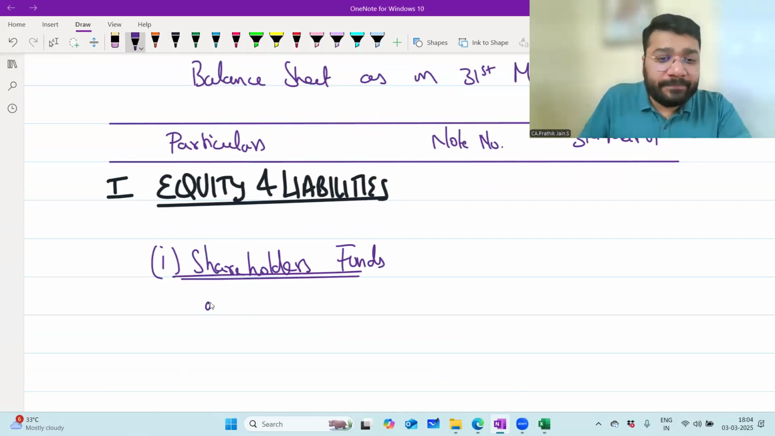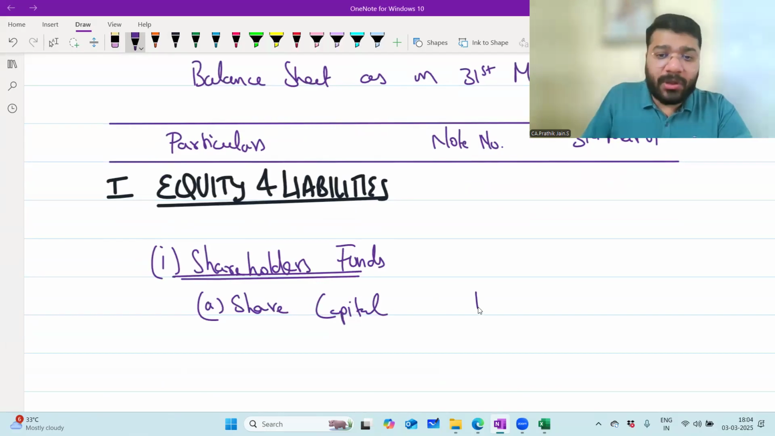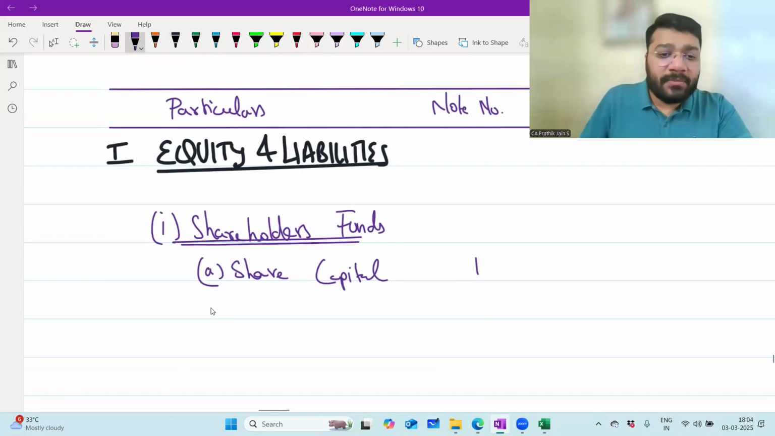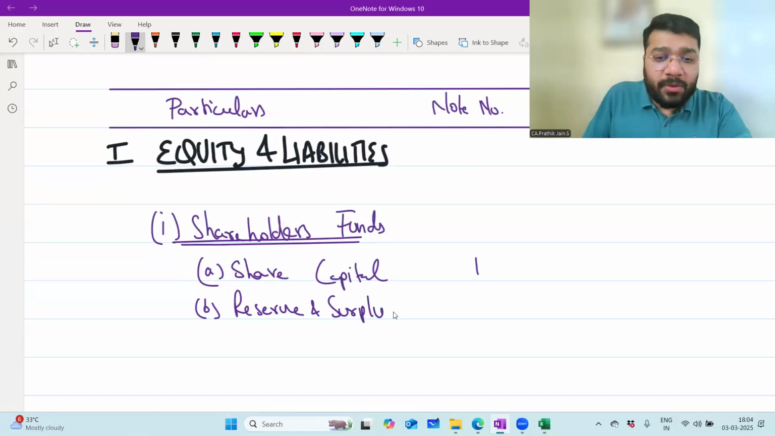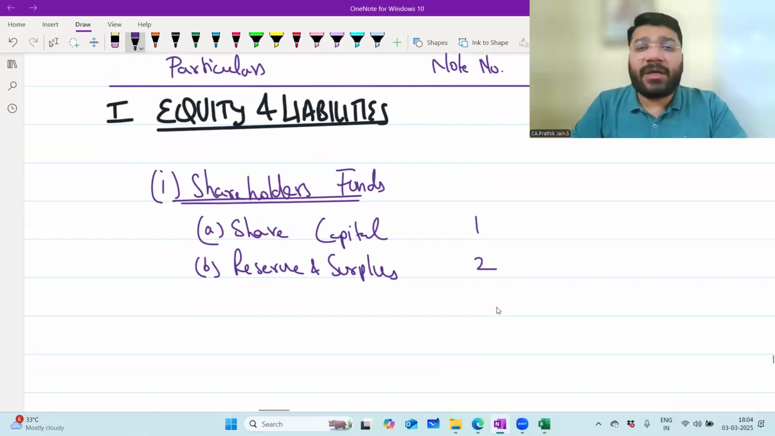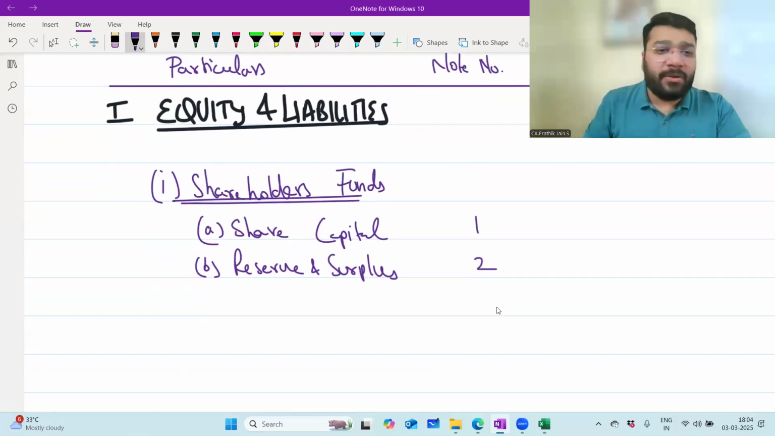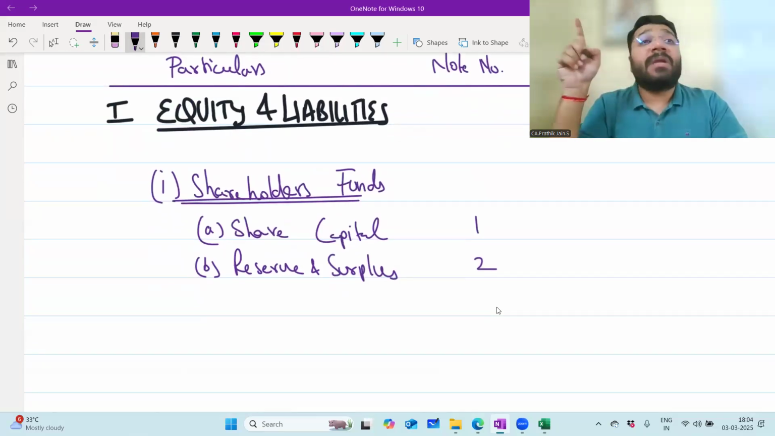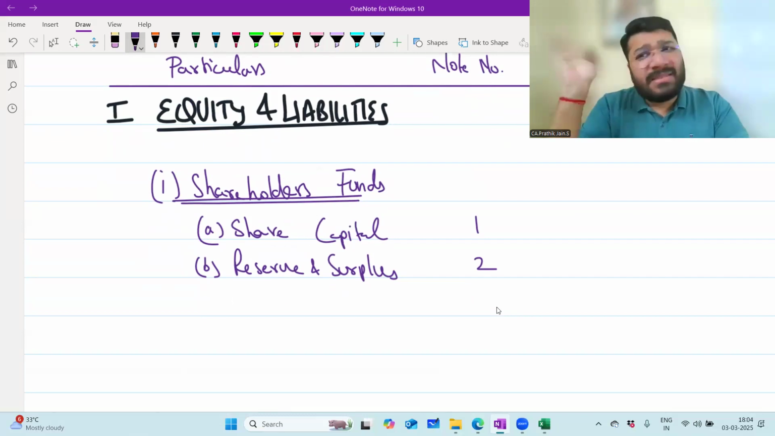Under that, share capital. Do I need to give a note number? Yes, note number 1. B is what? Reserves and surplus. Any note required? Note number 2. C, money received against share warrant, do I need to give it? No information means we can skip it, no problem. Share application pending allotment, should I give it? Not there means leave it.